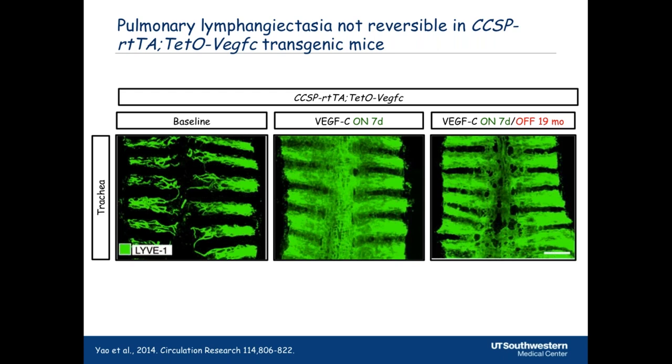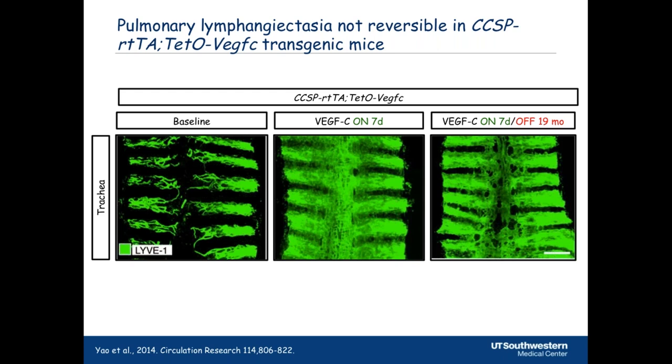And there's reason to believe that the lymphatic phenotype of our mice would not be reversible. And that's because there's growing evidence that shows that lymphatic vessels do not regress following the withdrawal of a growth-promoting stimulus. So an example of that is shown here. And what we're looking at are lymphatics in the trachea. And under baseline, you can see there's a regular lymphatic network. When VEGF-C is expressed for 7 days, this network grows.